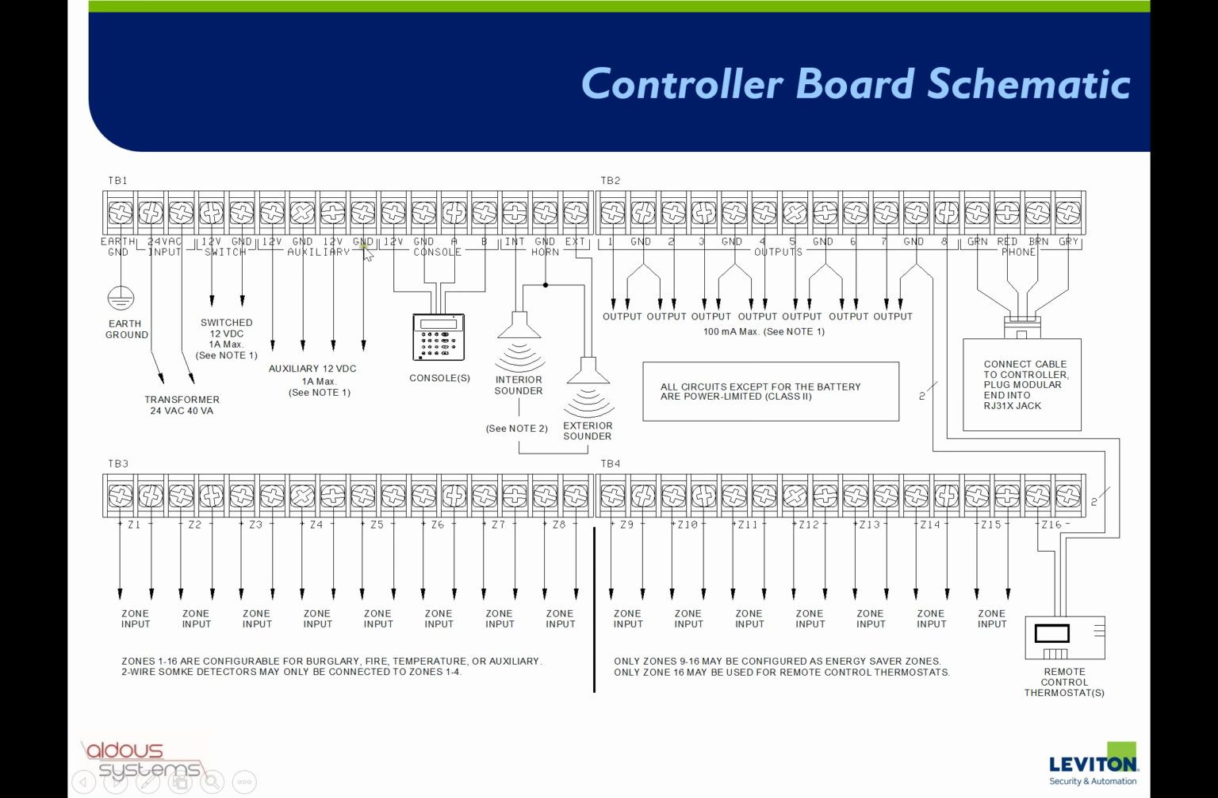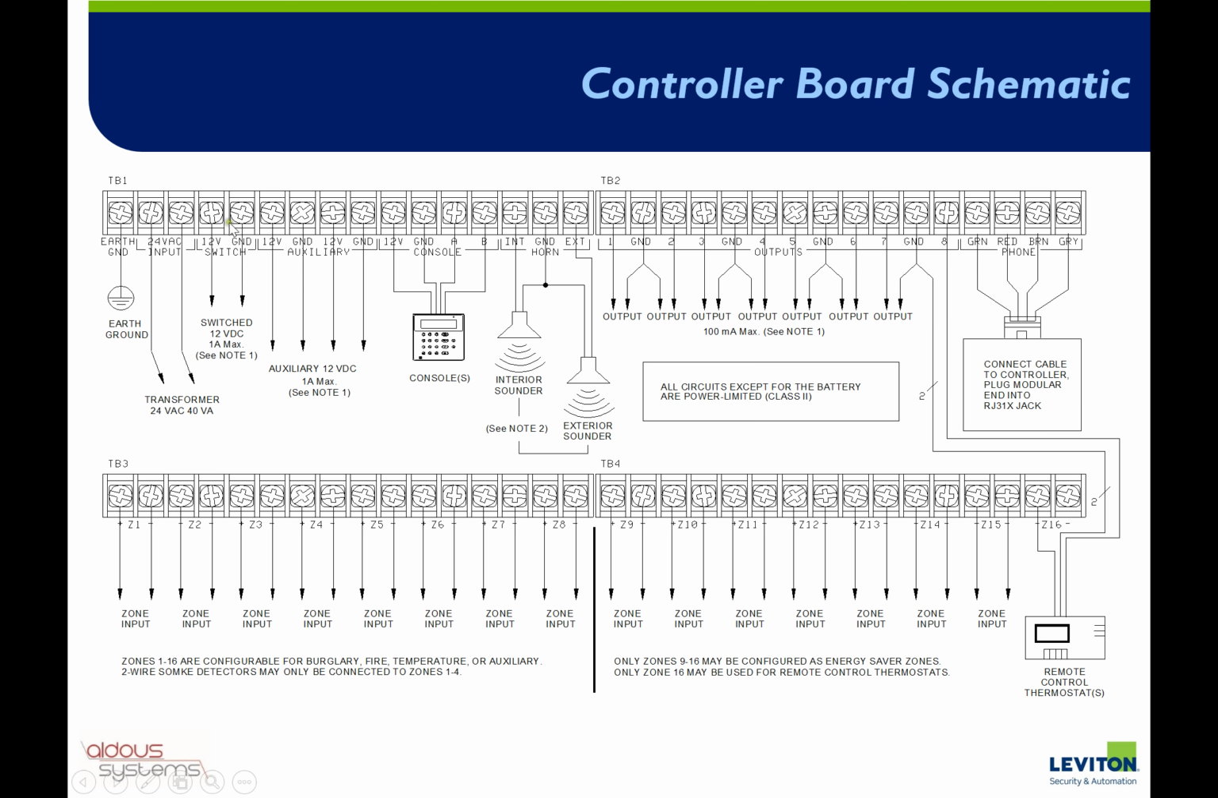Then we have two banks of 12 volt outputs here, 12 volt and ground switched, and then there's two 12 volt and ground auxiliary. The 12 volt ground auxiliaries are just 12 volt outputs to power PIRs and any powered device you like. You've got a maximum of 1 amp draw you can draw off the panel, so just make sure you stay within that envelope. If you do exceed that, then there's an electronic fuse that will trip to protect itself, and then you can remove some items and then hit the reset button to restore it.